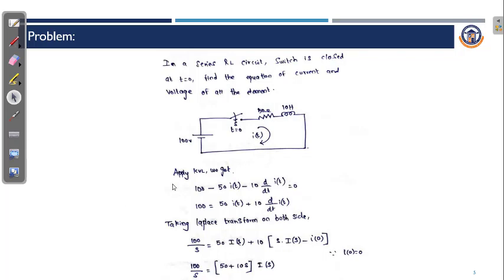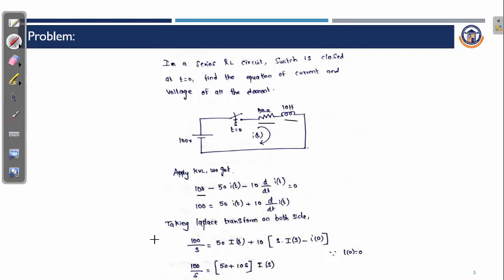For finding the current and voltage, the first step is to apply Kirchhoff's voltage law. Kirchhoff's voltage law says the sum of the applied voltages equals the voltage drop across each element. So 100 minus 50 I of t minus 10 d by dt of I of t, because it's an inductor, equals 0. Moving I of t to the other side, 100 equals 50 I of t plus 10 d by dt of I of t.